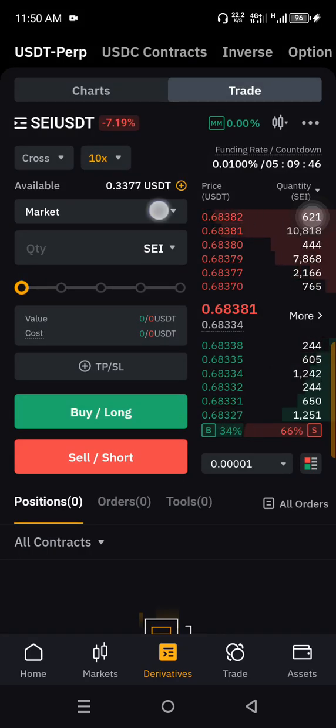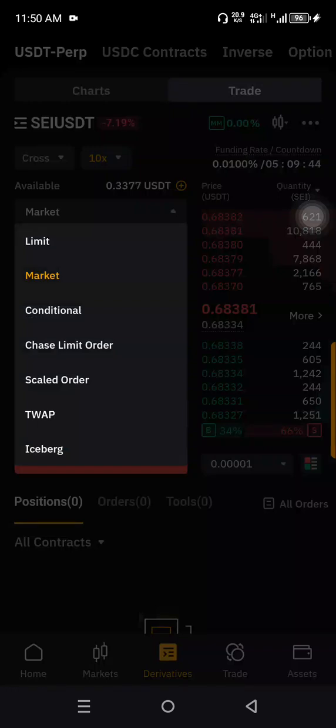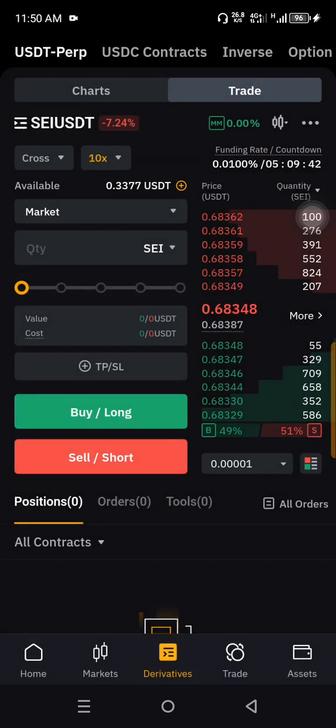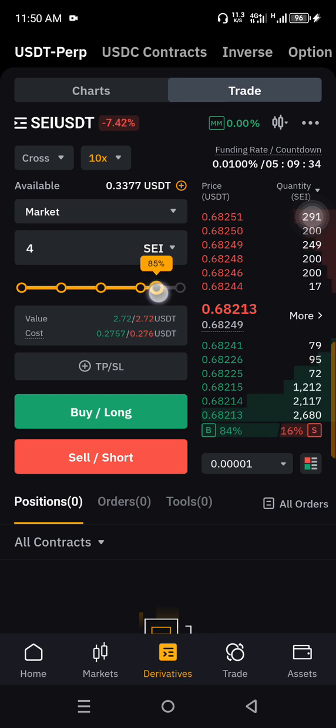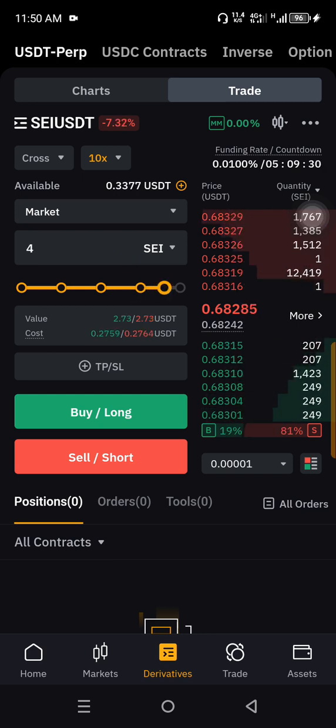Change this one to market. Normally it is in market now. Please, you can scroll or move in this thing. Let me move it here. According to this price, you can see your available dollars. This is where you can see your available dollar. My own is 0.3377. This account is for practical, that's why you do not see too much dollar on this one.